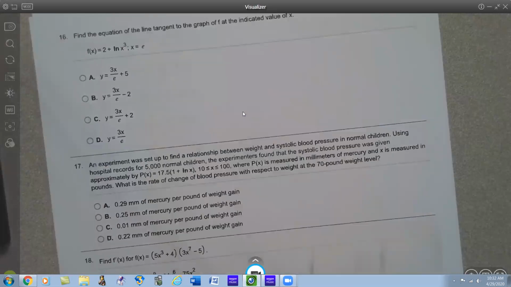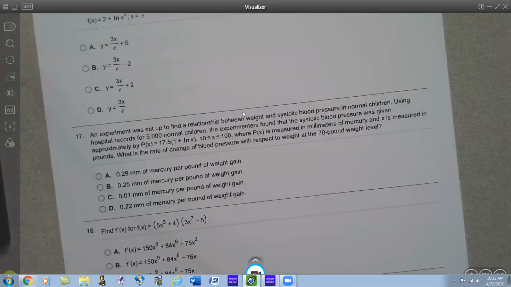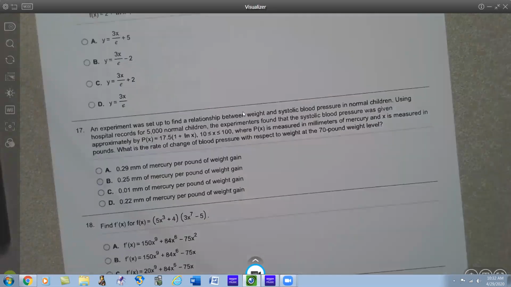At 17, an experiment was set up to find a relationship between weight and systolic blood pressure in normal children. Using hospital records for 5,000 normal children, the experimenters found that systolic blood pressure was given approximately by that, where P of X is measured in millimeters of mercury, X is measured in pounds. What's the rate of change of blood pressure with respect to weight at the 70-pound weight level? So notice I see rate of change.